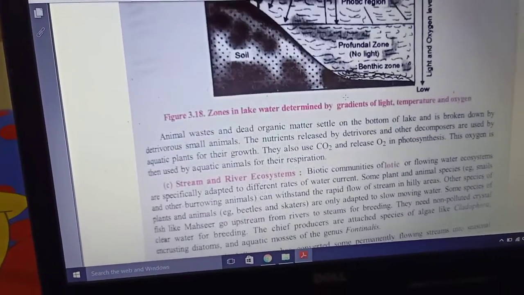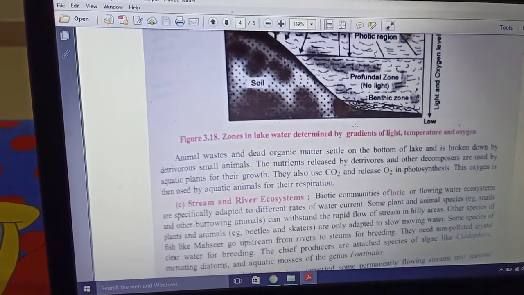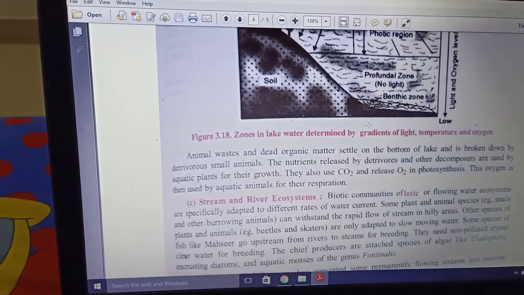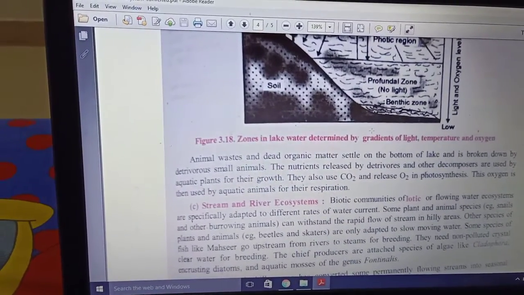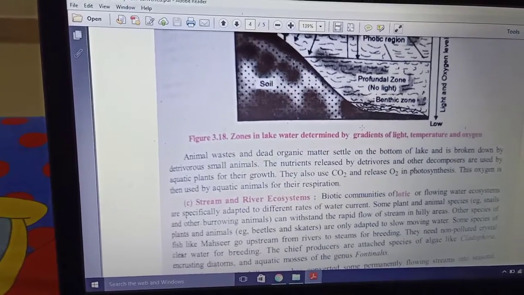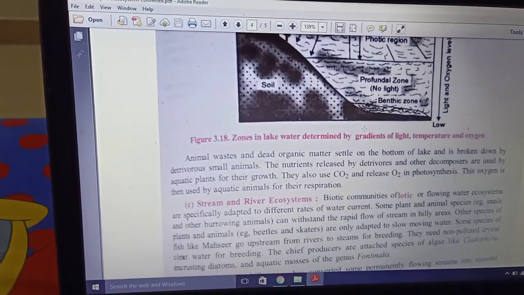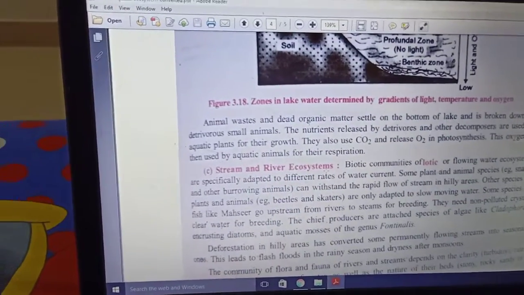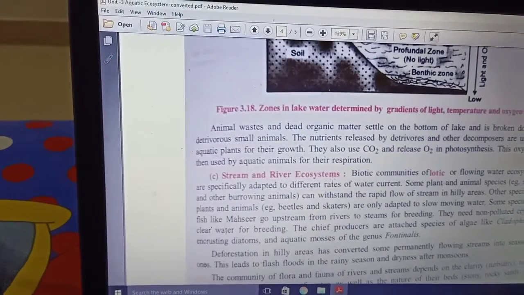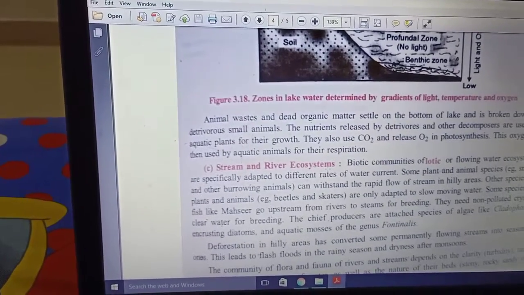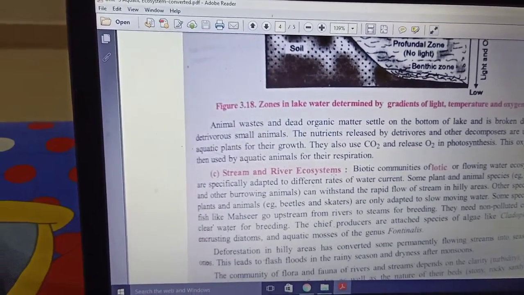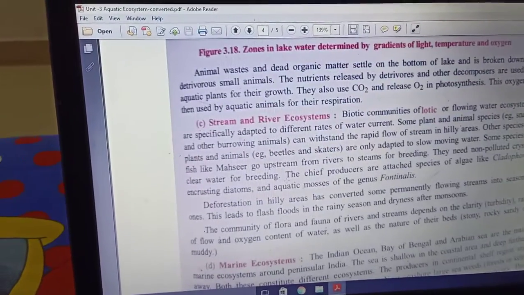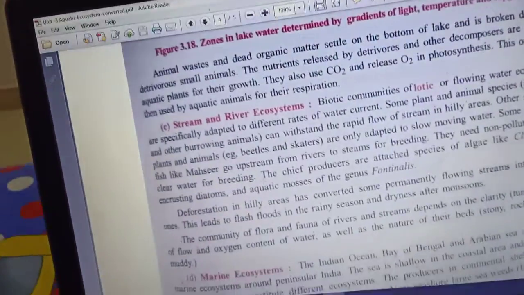So moving further, animal waste and dead organic matter found in the lake are broken down by detritivores, small animals. So the nutrients released by the detritivores' decomposition are used by aquatic plants for their growth, and CO2 and O2 are released by photosynthesis. This oxygen is used for aquatic respiration. So you can see that whatever decomposition appears, and the CO2 and O2 release, the overall consumption comes in photosynthesis. So again we are moving further to streams and river ecosystems.